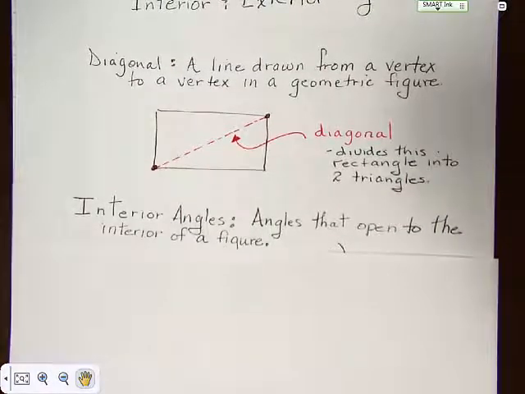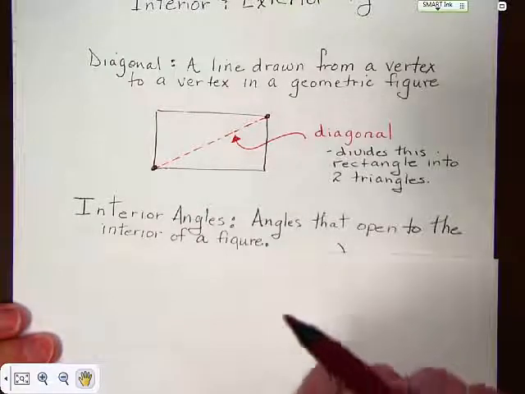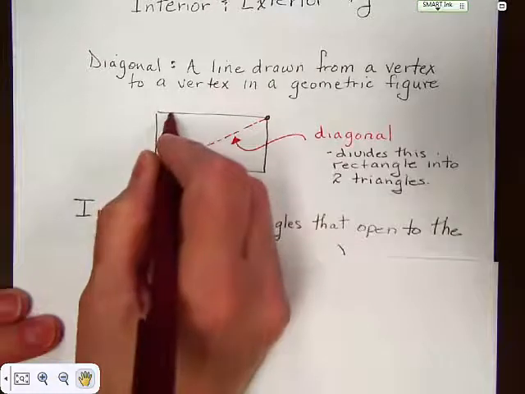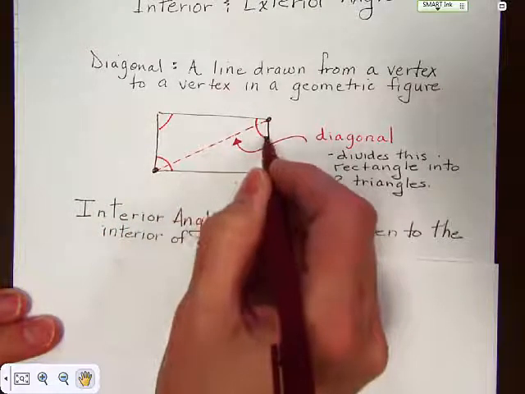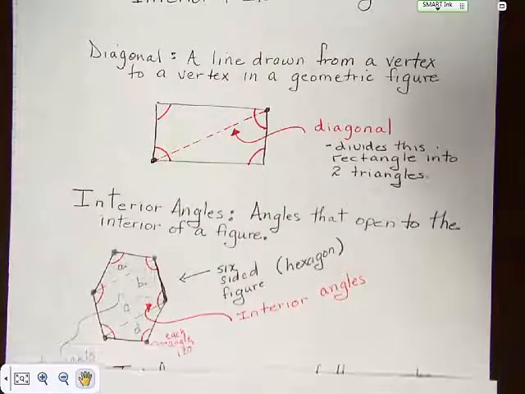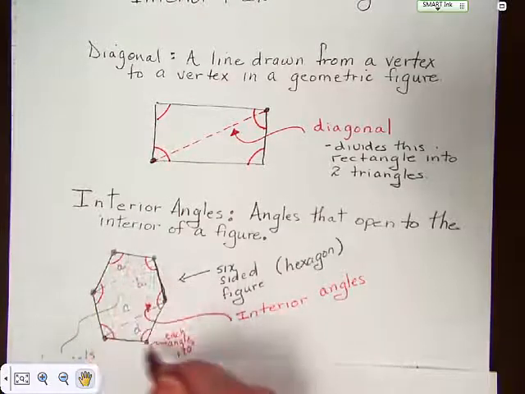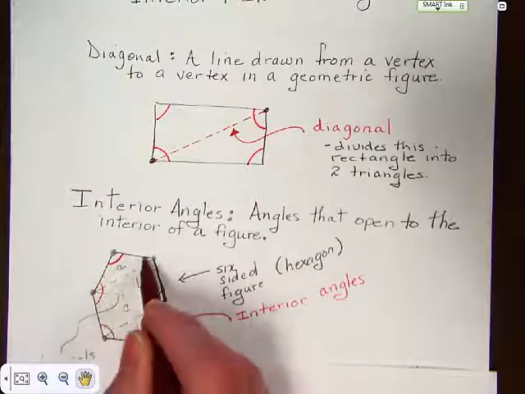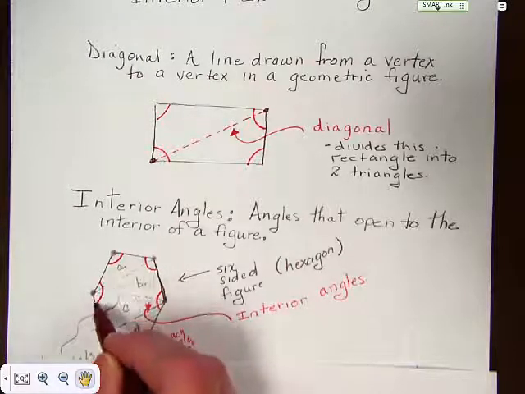Now there's exterior angles and interior angles. The interior angles are angles that open into the interior of a figure. For instance, this angle and this one and this one and this one. Okay? And here's another example of interior angles. This is a 1, 2, 3, 4, 5, 6-sided figure, and the interior angles are marked in red.